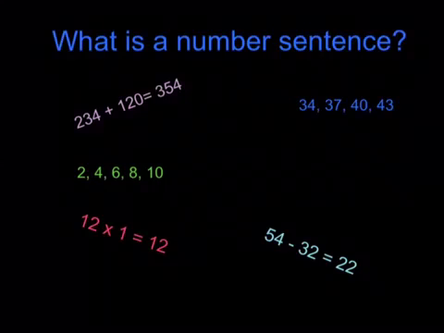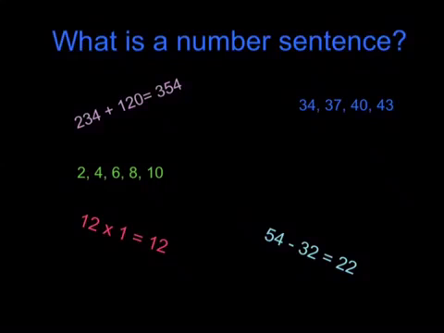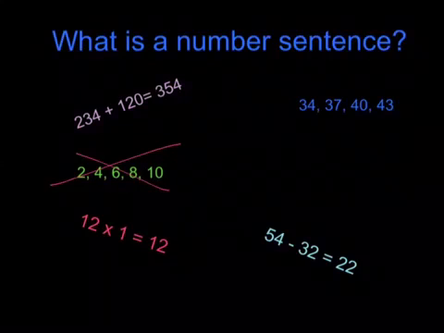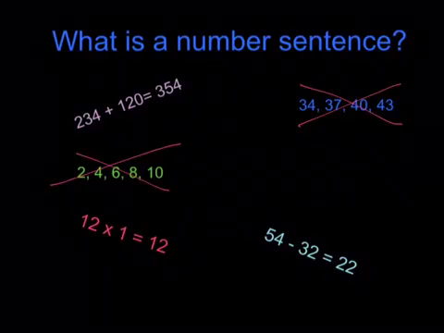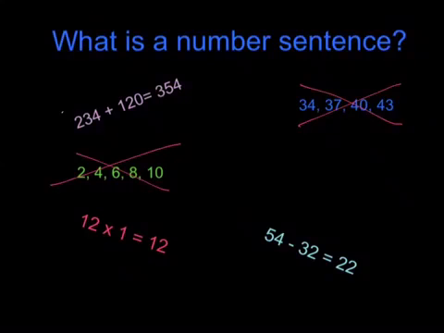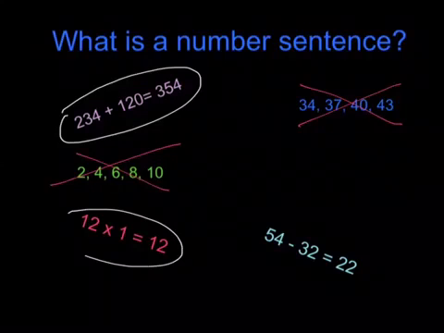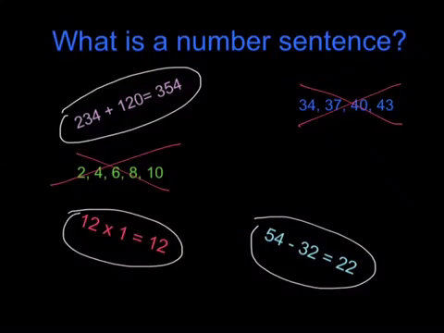Okay, let's cross off the ones that aren't number sentences. This one here says 2, 4, 6, 8, 10. That's a number sequence, not a number sentence. Can you find another number sequence on here? 34, 37, 40, 43. That's right, that's a number sequence, not a number sentence. So let's put a circle around our number sentences. 234 plus 120. 12 times 1 equals 12. 54 take away 32 equals 22. That's right, a number sentence has these symbols in it.